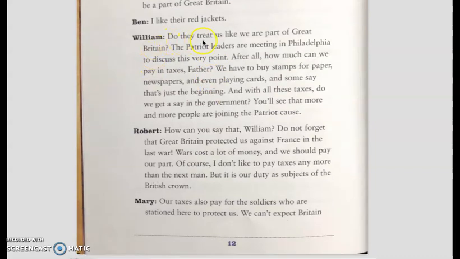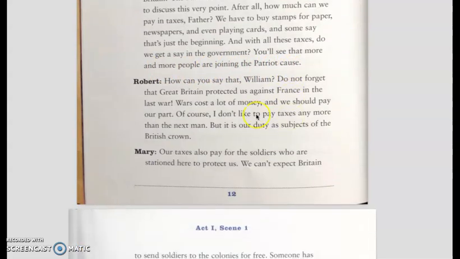William. Do they treat us like we are part of Great Britain? The Patriot leaders are meeting in Philadelphia to discuss this very point. After all, how much can we pay in taxes, Father? We have to buy stamps for paper, newspapers, and even playing cards, and some say that's just the beginning. And with all these taxes, do we get a say in the government? You'll see that more and more people are joining the patriot cause.